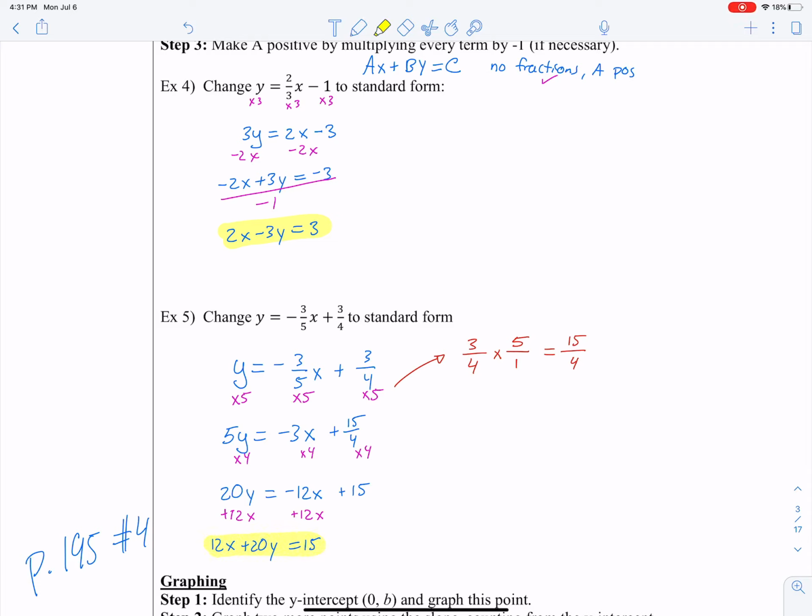Okay, so now you can go to page 195 and do question number 4. It's going to be like this. And then come back, this section has a part 3.